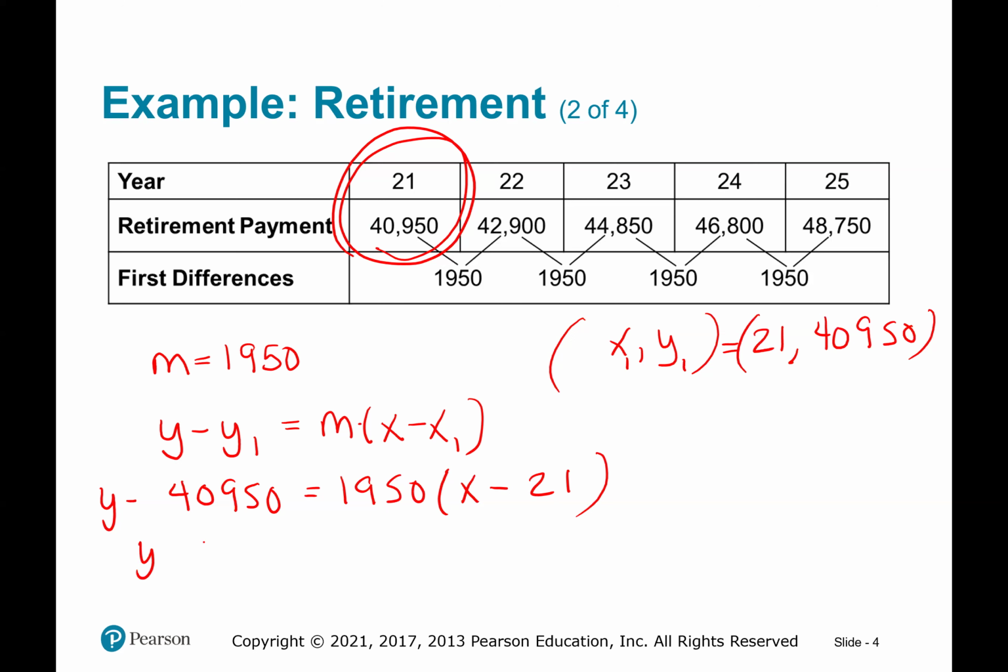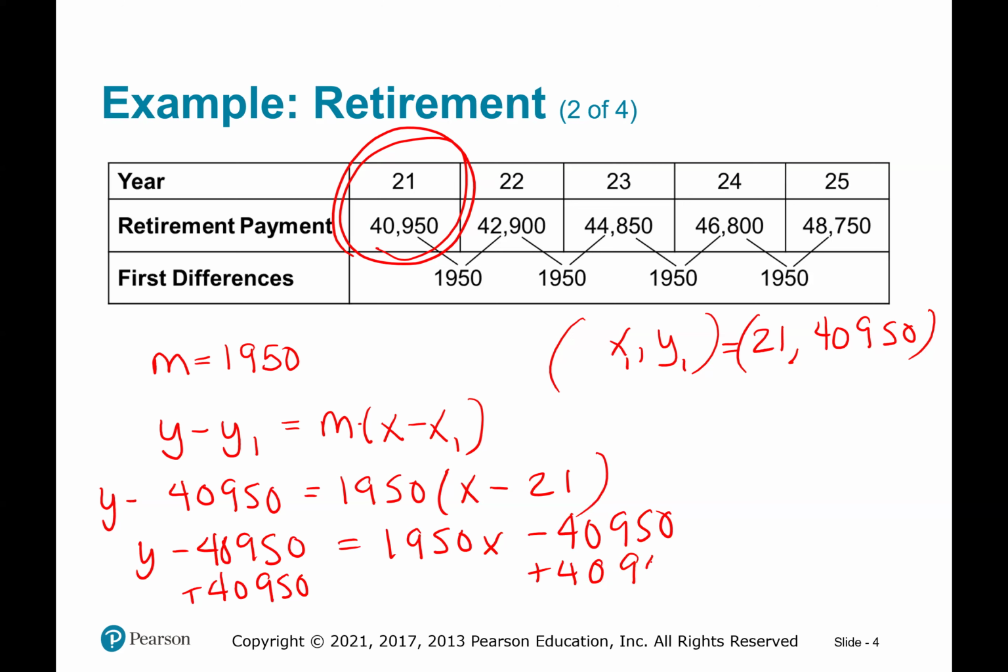So we have y minus 40,950. We're going to distribute the 1950 across the stuff inside parentheses. What's 1950 times 21? Was that 40,950? So what happens is you add 40,950 to both sides, and you end up with y equals 1950x. And that kind of sort of makes sense that the y-intercept is 0.